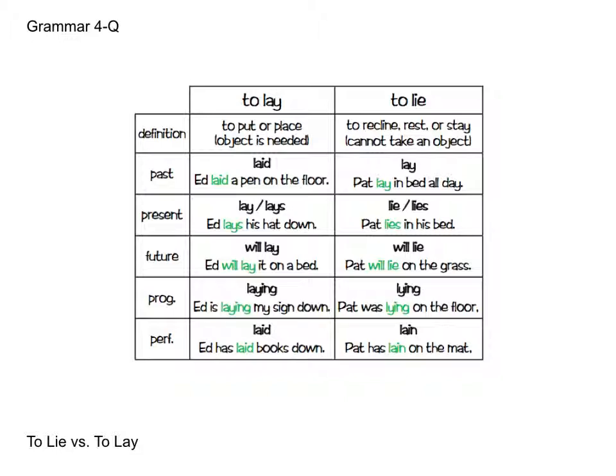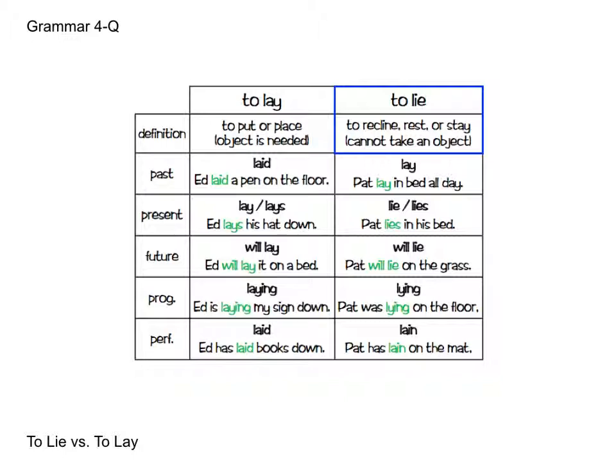So let's just go over the definitions first. To lay means to put or place. An object is needed. Something is receiving this action. Whereas to lie means to recline, rest, or stay in a place. There is nothing receiving this action. It is just kind of a state of being. That is what you are doing.